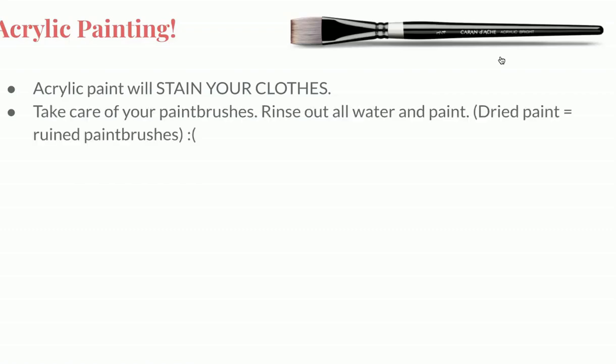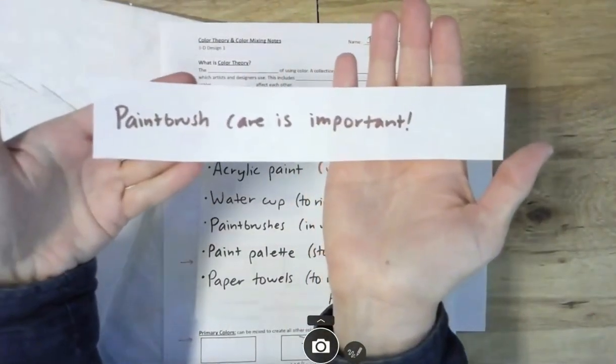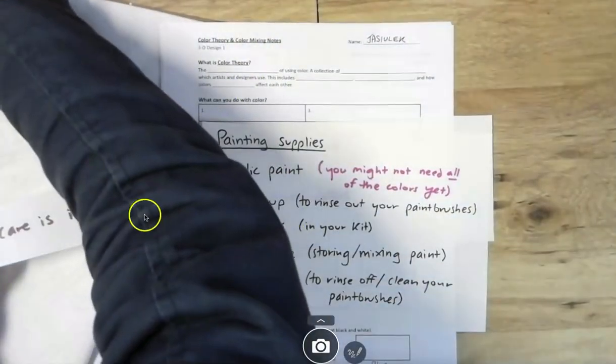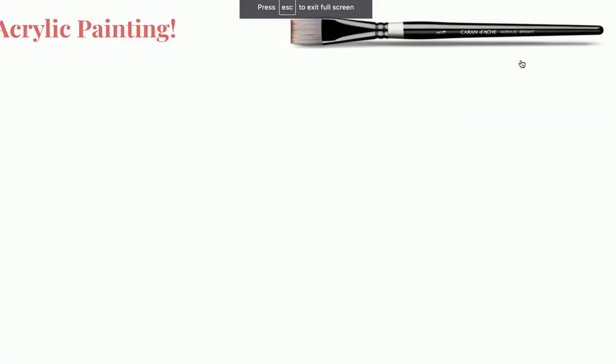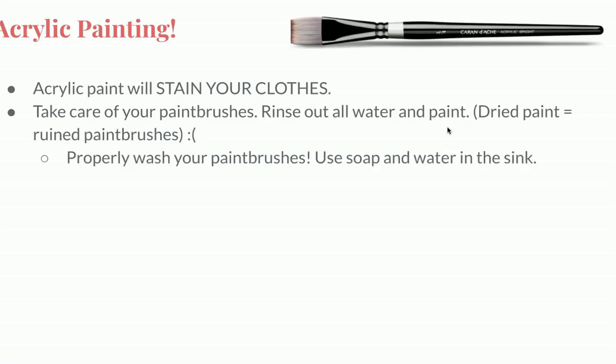You need to take care of your paintbrushes. So important. You have 3 paintbrushes in your kit. It's very important that you take care of those brushes, because if you don't rinse out all of the water and paint, any dried paint inside those bristles will dry up, and then you have ruined paintbrushes, and it's going to be very hard to paint with them. So you need to properly wash your paintbrushes. Use soap and water in the sink. I will demonstrate later on how to properly clean up.